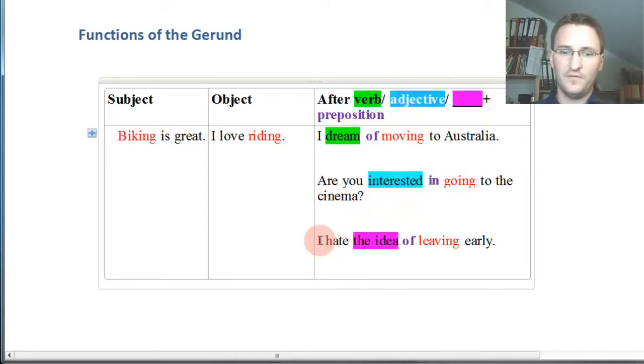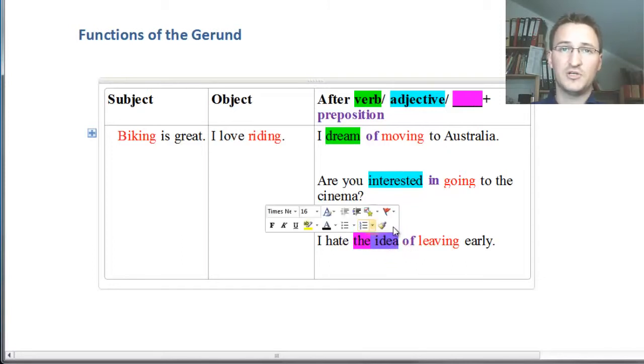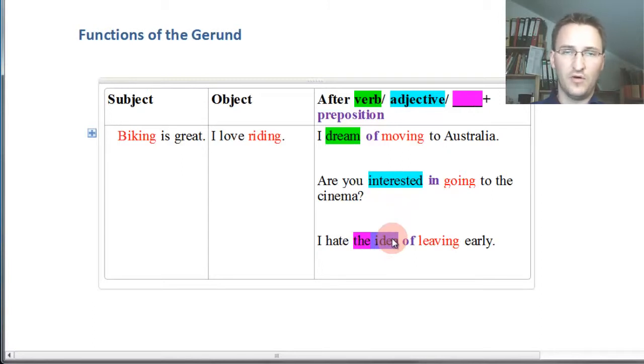And finally, I hate the idea of leaving early. Well, the leaving early, the of, and the idea show us that here we've got a combination of noun, preposition, and those are followed by the gerund.